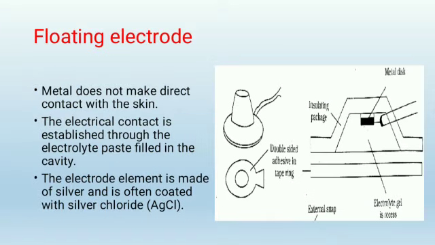The next one is the floating electrode. In the floating electrode, the metal does not contact the subject directly. That is, the contact is made via the electrolyte bridge. By means of this electrode, movement artifact is eliminated. This is also called a liquid junction electrode. The electrode element is made of silver and is often coated with silver chloride.